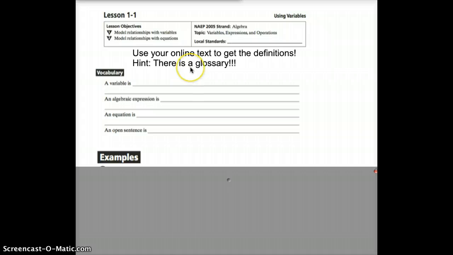There's a hint. There is a glossary in your online textbook, just like in a regular book, where you can look up those words. It's alphabetized, and I believe you can punch in just the one letter and it should bring up all the V words or the A words, depending on which letter you press. When you're finished with that, go ahead and hit resume and continue with listening to this lesson and taking notes.